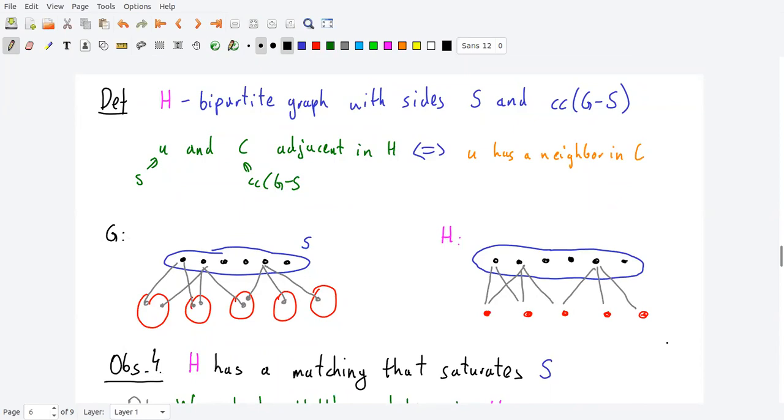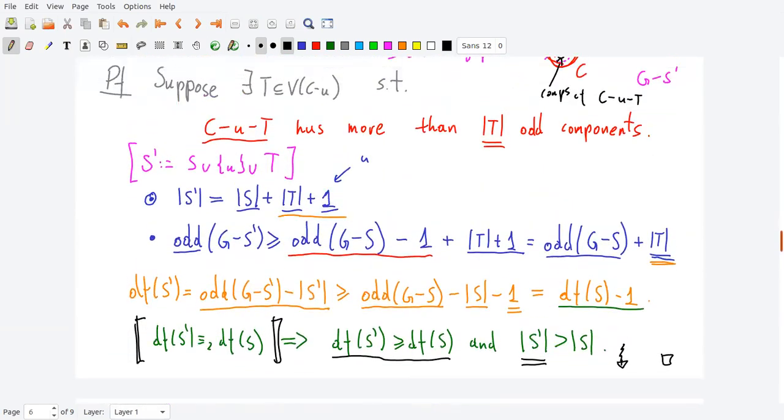Can you repeat very quickly the inequality that we showed? This one? Yes. You mean the orange one? Yeah, the orange one, good. Right. So let's look at the deficit of S prime.